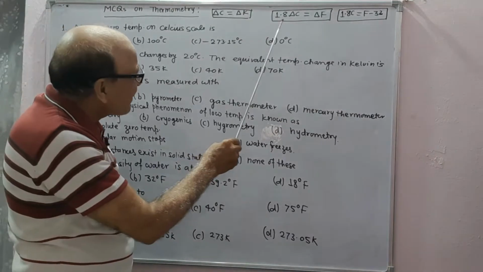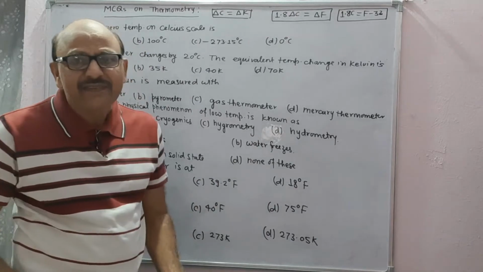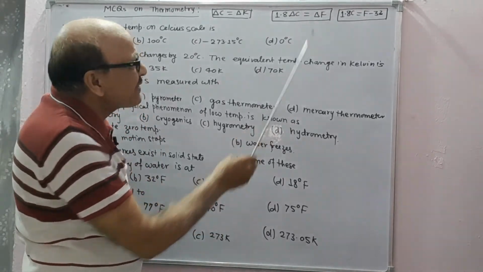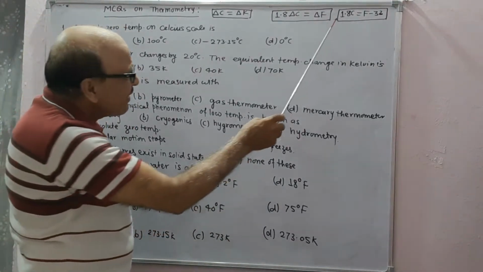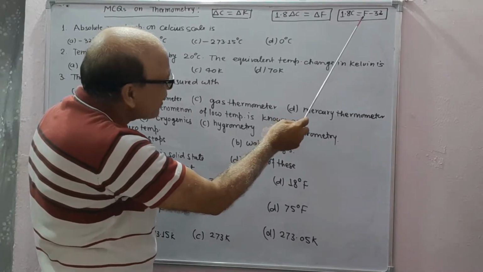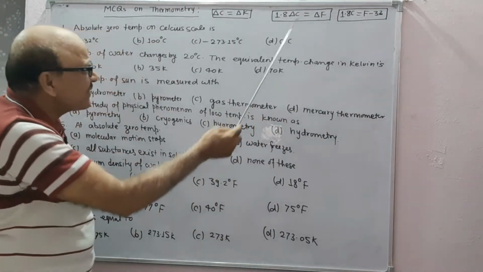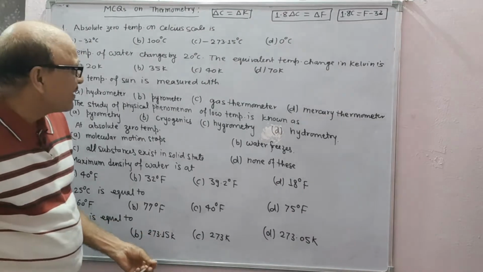Again, 1.8 times the temperature difference in Celsius scale is equal to the temperature difference in Fahrenheit scale, and C reading times 1.8 is equal to F minus 32. With the help of these three, we will solve some problems.